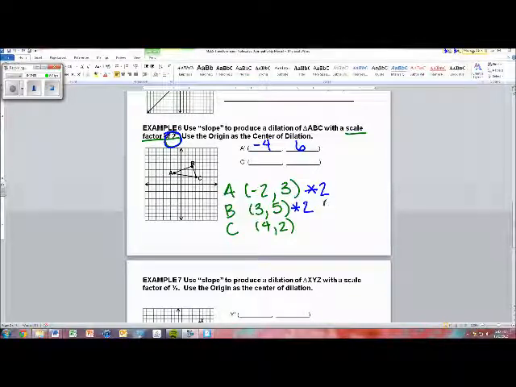2 times 3 is 6. 2 times 5 is 10. Same thing with C. I'm going to multiply it by +2. 2 times 4 is 8. 2 times 2 is 4. So my new shape would have coordinates at -4, 6, and +8, 4, and +6, 10.